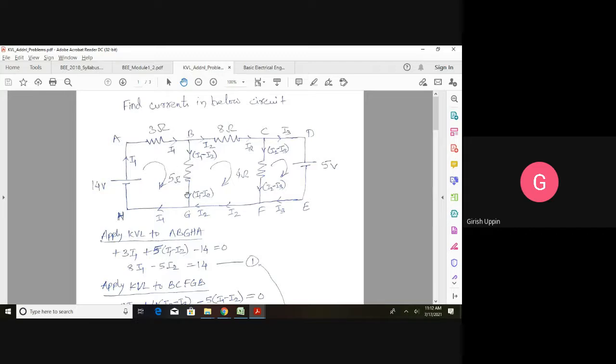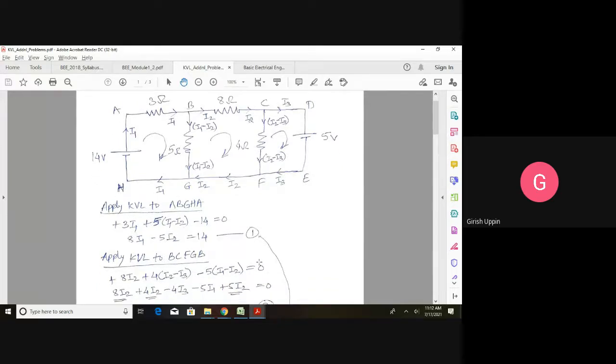And this direction of tracing, both are the same. Voltage drop is 5 into (I1 minus I2). That is plus, and we come back to the negative plate, minus 14, back to the point A is equal to 0. So this is the first equation you get.